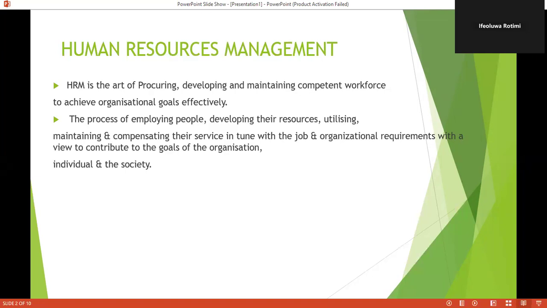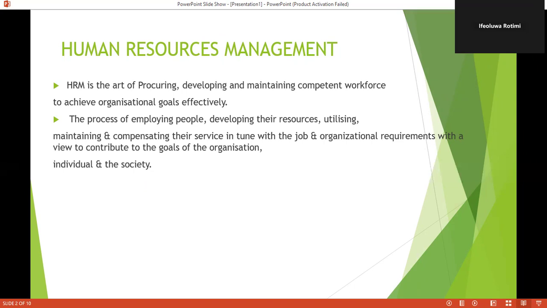It's also a process of employing people, developing their resources, utilizing and maintaining competence, and progressing their services in tune with the organization's requirements, with a view to contributing to the goals of the organization, the individual, and the society. So what we are saying here is the process of employing people, developing their resources, utilizing and maintaining them. Then you are also compensating them for the service.